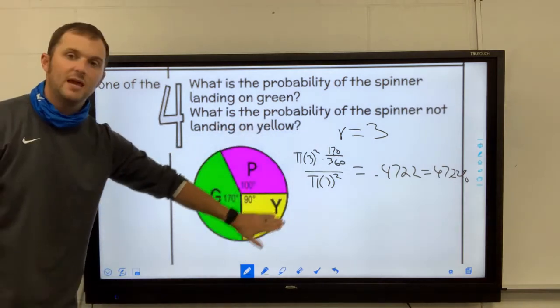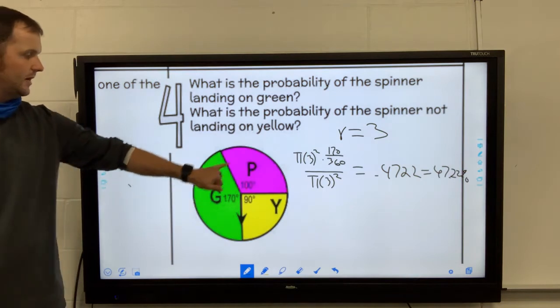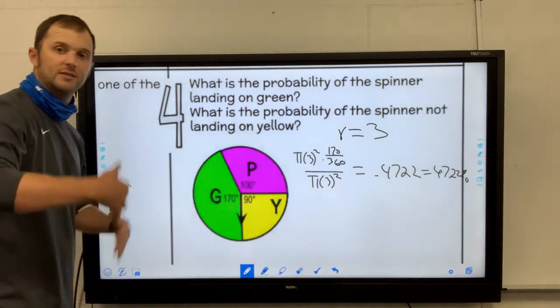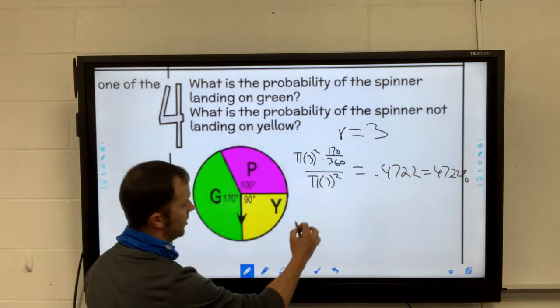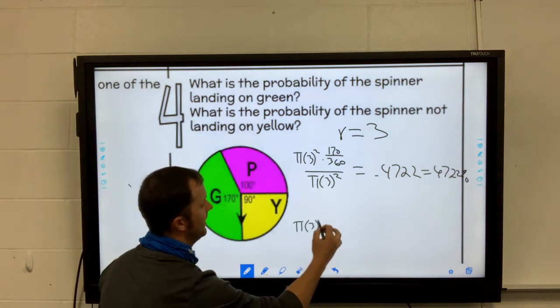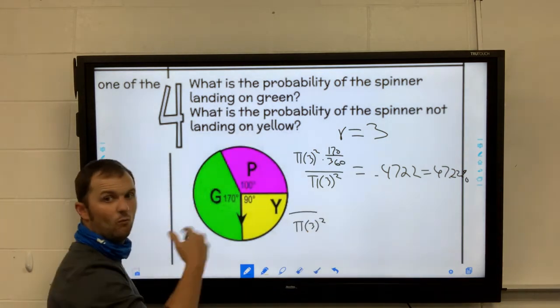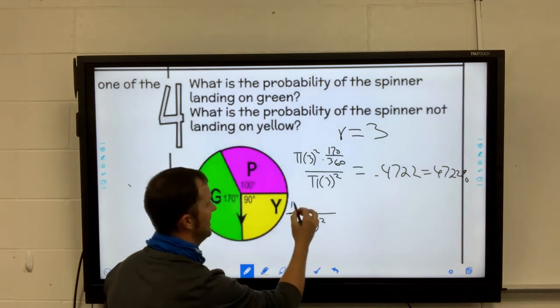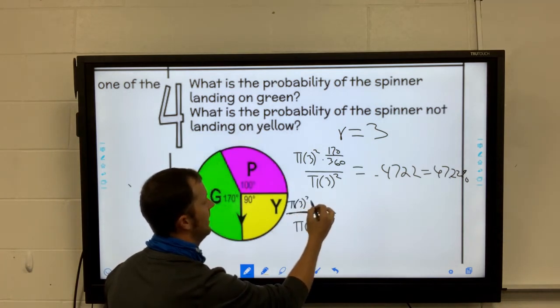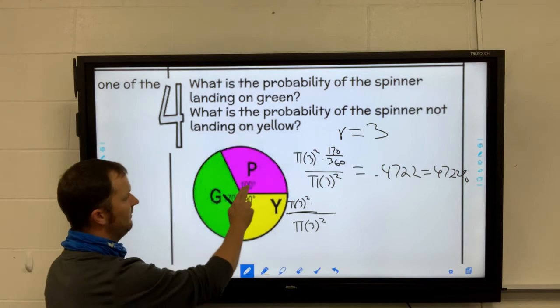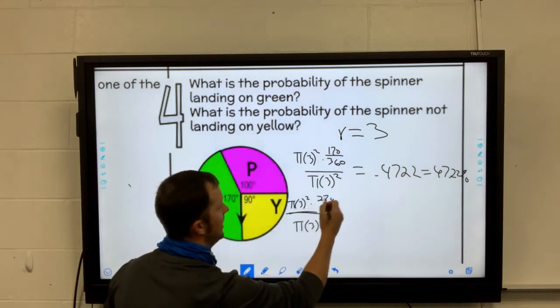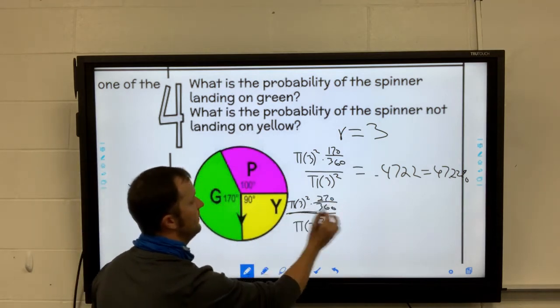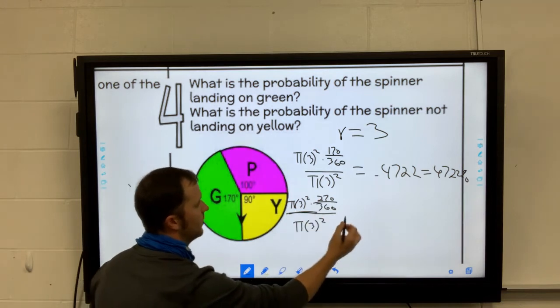So I don't want yellow. That means I want either green or purple here. So I'm going to do the same exact thing. So I'm going to do the total area on bottom, and I'm going to do the area of what I want on top. So that means I have to take the total area, and I have to multiply it by 170 plus 100, which gives me 270 over 360. That's going to give me my sector area over the total area.